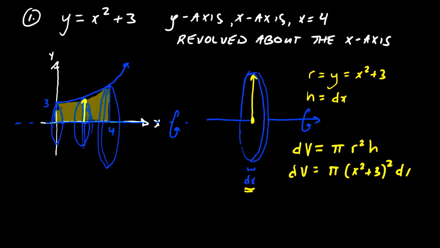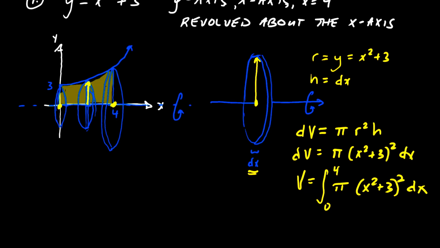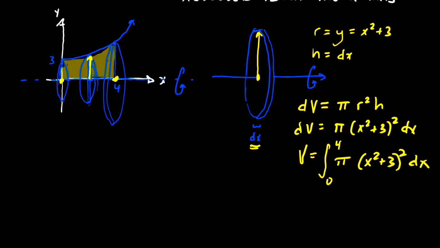It's our thickness. So when we go and we really look at the formula, the volume is going to look at the integral from our bounds, which is from the beginning, which is 0, and we said up to 4. So from 0 to 4 of pi times our radius squared, so that's x squared plus 3 squared, times our height, which is just dx. We can clean this up a little bit, and we can just write this as V equals pi times the integral from 0 to 4 of our radius squared, x squared plus 3 squared, dx.